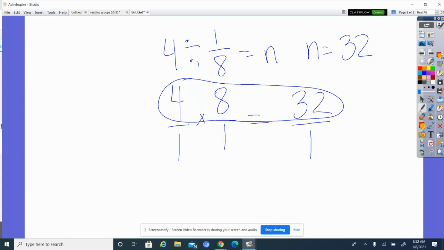Okay? Never invert the first number. Don't ever invert the first number. No matter if it's a whole number or a fraction, don't invert it. It's always what's being divided by.